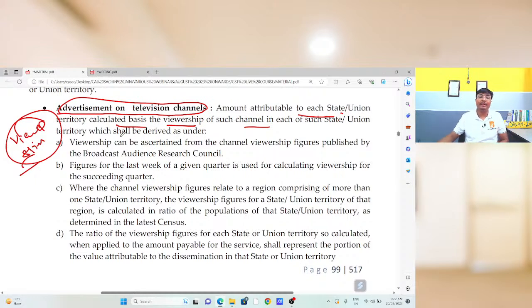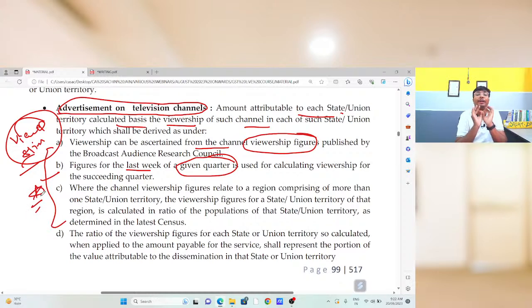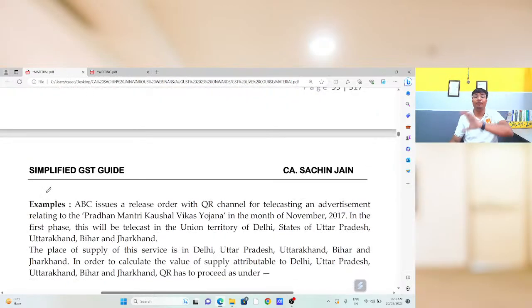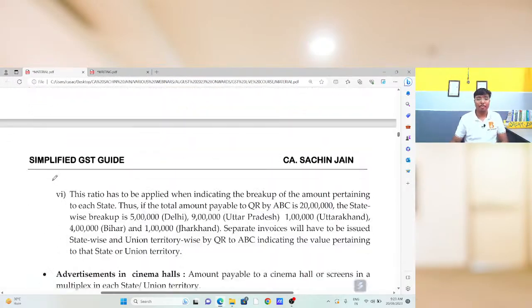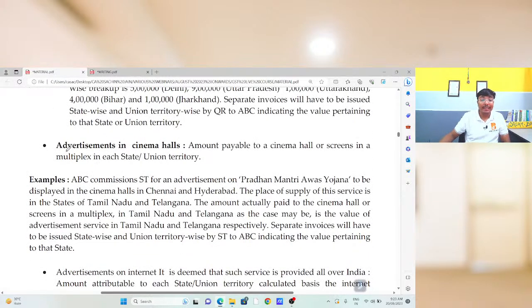Although certain example-related techniques are there, viewership can be decided from the channel viewership figures. You can go through the technical software, and figures for the last week of the given quarter will be calculated. That is the technical part that will be generated from the software. For our client handling purposes and litigation handling purposes, we just need to know that in the case of advertisement on television channels, the place of supply will be decided according to the viewership. And how do we calculate the viewership? For that purpose we take the help of various technical software generated from that particular industry.